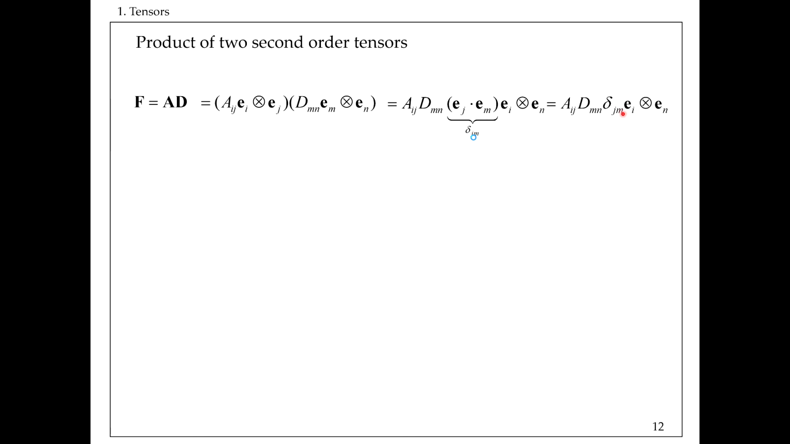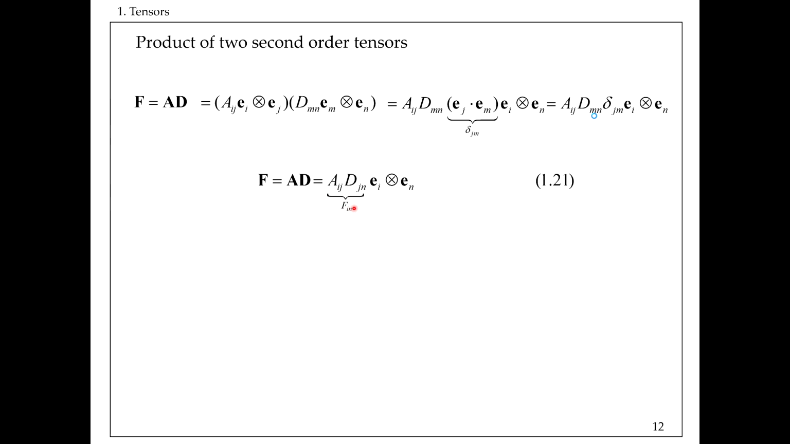We can identify which index is repeated. For example, you find m here and m here, so that delta jm acts on Dmn, and we simply replace that m with j, and then the result will be Aij and here Djn, right? And so if we cut what was in between and just repeat F equals AD, the result is that we have Aij Djn, and that will be Fin.